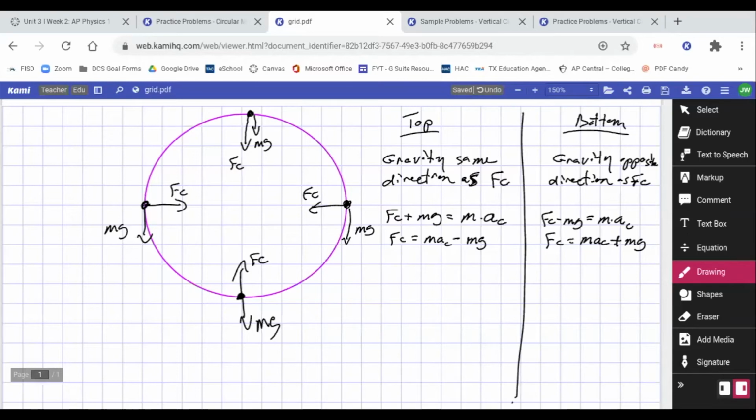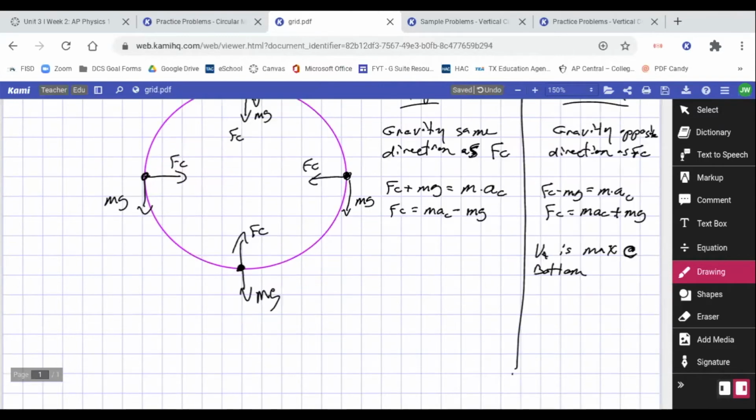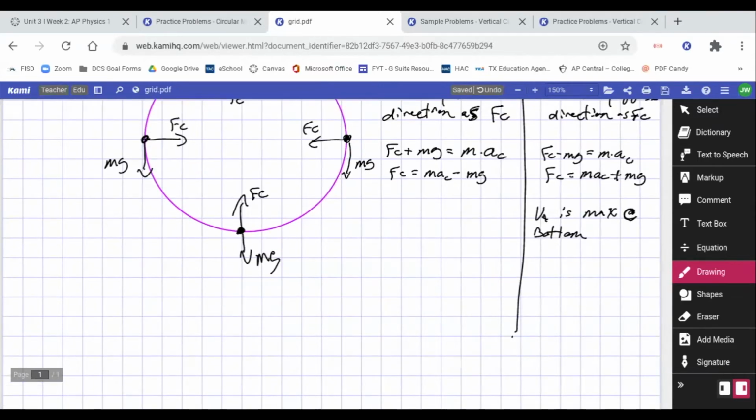VT is maximum at the bottom. And this is supposed to be an at symbol. It confused somebody earlier and they were like, what is that C? I don't see a C. If VT is maximum at the bottom, let's look at what that equation was. We said Fc is equal to MAC plus mg. It's right there, right?